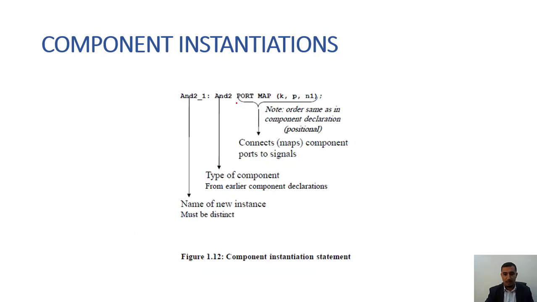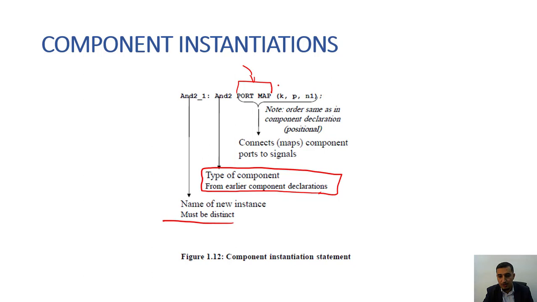Now, this is explaining, this is the instance name, this is the type. Remember, it should be declared as a component in the beginning. This is port mapping, and pay attention, the order is important. Sequence is quite important over here, because if you do the sequence in the wrong order, then you have a problem in your system.